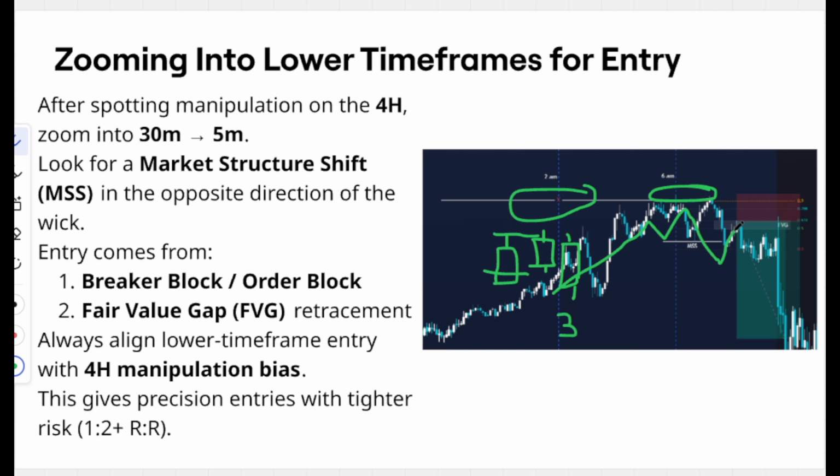And then you go up, rebalance, and this is where you look for the entry in the fair value gap for it to continue lower, right? It's as easy as that.